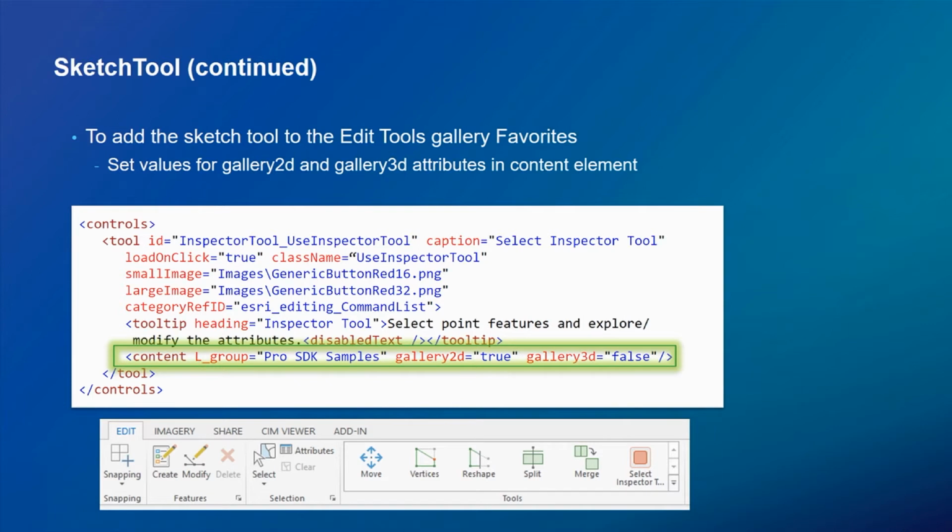But you can also add your own custom tool into that favorite group by setting the gallery 2D attribute in the content tag. That's specifically for the favorites in a 2D map. And if you're interested in writing a 3D tool, then you could set the gallery 3D attribute for your tool to be part of the favorites in a 3D map. By default, these are set to false, so you don't have to specify them. If you don't specify them, then your tool isn't going to be part of the favorites. But if you want it to be part of the favorites, then you should set that attribute to be true.